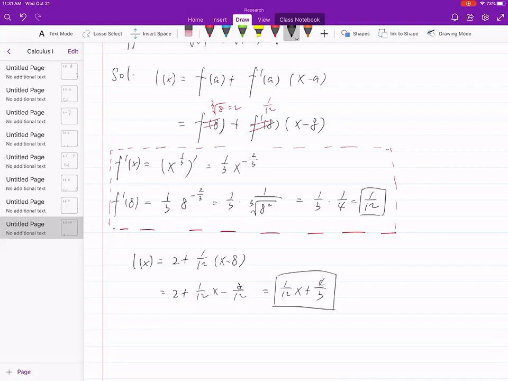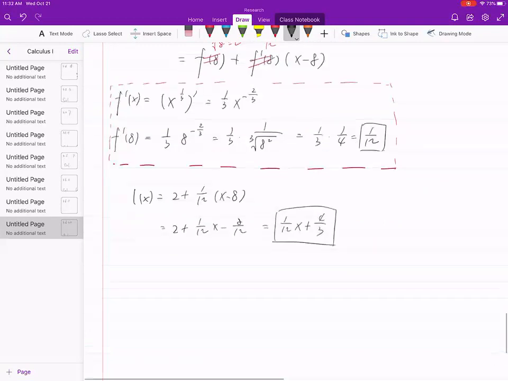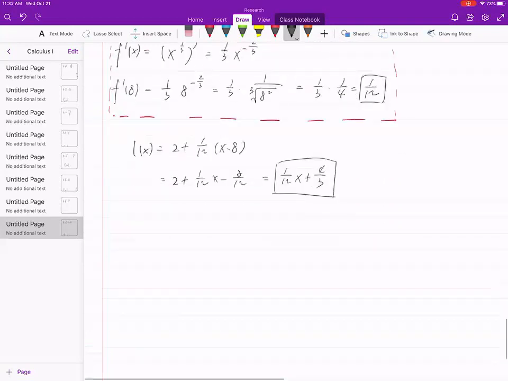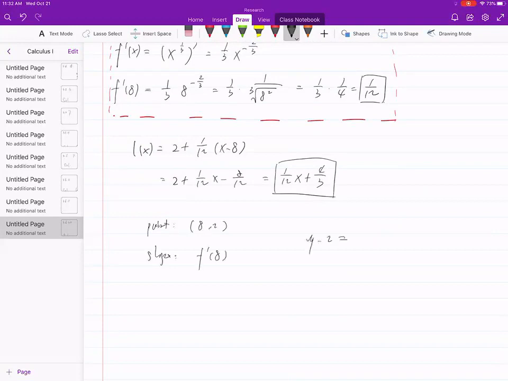Question, Aaron? When you say find the tangent line, you mean like y equals mx plus b and then take the derivative of that? Do you have a point? Well, 8, 2. Yeah. Do you have a slope? Well, f prime at 8. So it's going to be y minus 2 equals f prime of 8, which we just computed, times x minus 8.